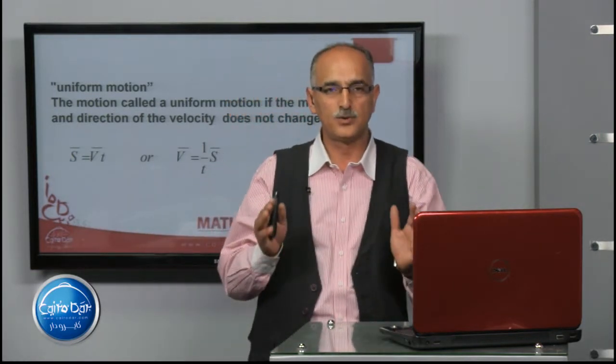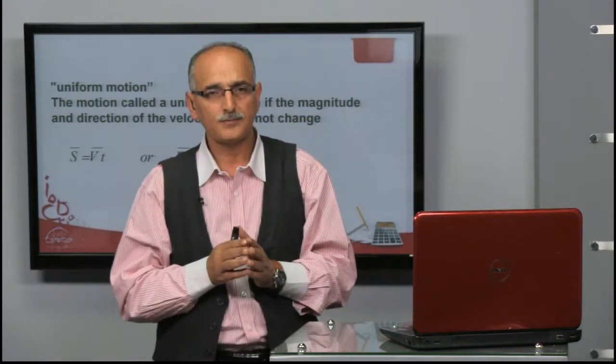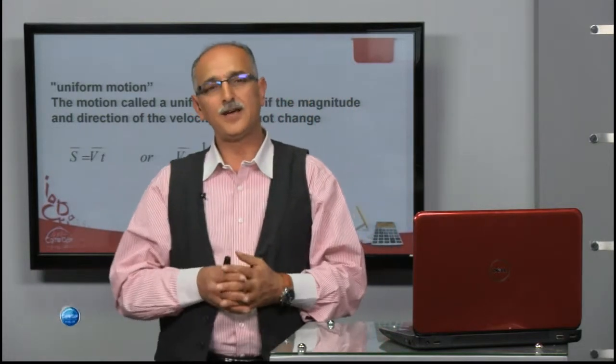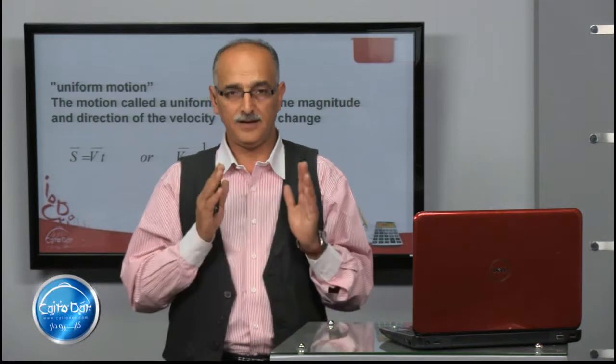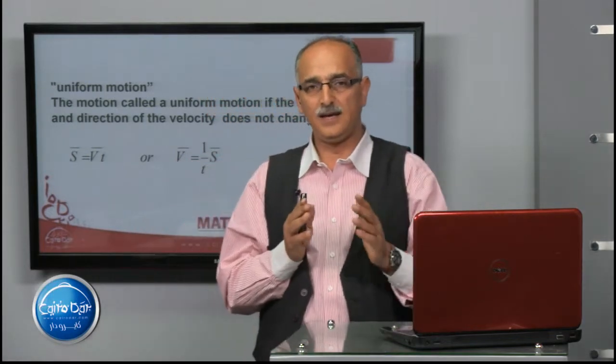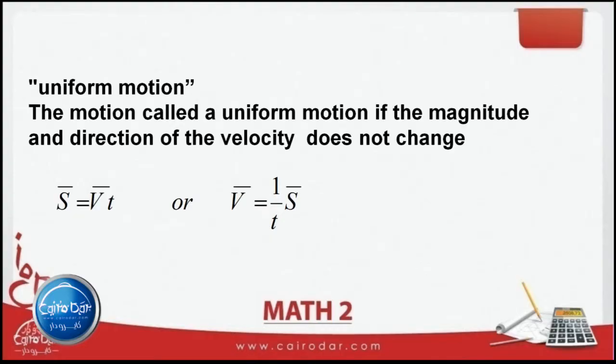يبقى أقدر أقول لك when we deal with the uniform motion we deal with S equal V by T. V is the velocity vector, T is the scalar quantity of the time. So we can find easily V by 1 over T by S or S over T, or also we can find T by S over V.